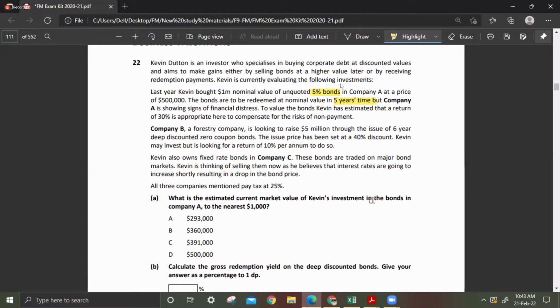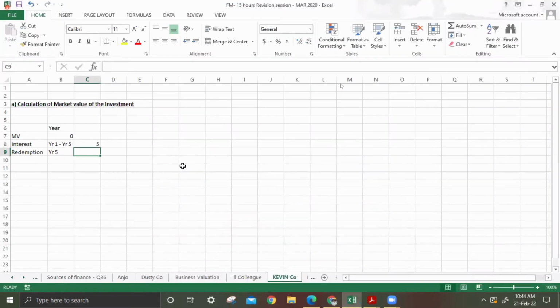How much? Have they told it is redeemed at premium or anything like that? No, they have not told anything. So it is redeemed at nominal value itself, that is 100. Correct? So these are my cash flows. So what should I do now? I want to know what is my market value.